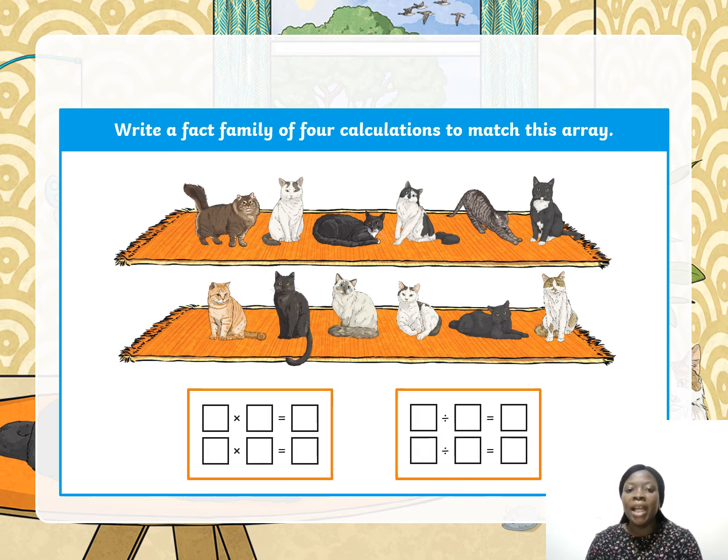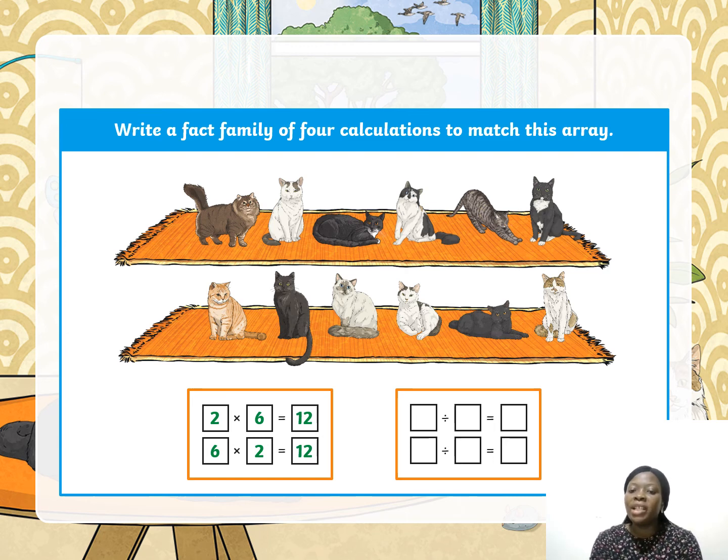Pause the video and write a fact family of your calculation to match this array. Okay, welcome back. So, what would be our multiplication sentence? We have 2 mats multiply 6 cats, because on each mat we have 6 cats. Let's count together. 1, 2, 3, 4, 5, 6. So we have 2 mats multiplied by 6, and that would give us what? 12. When we add the cats on the first mat and the cats on the second mat together, we are going to get 12. So 2 times 6 is 12, or 6 times 2 is 12.